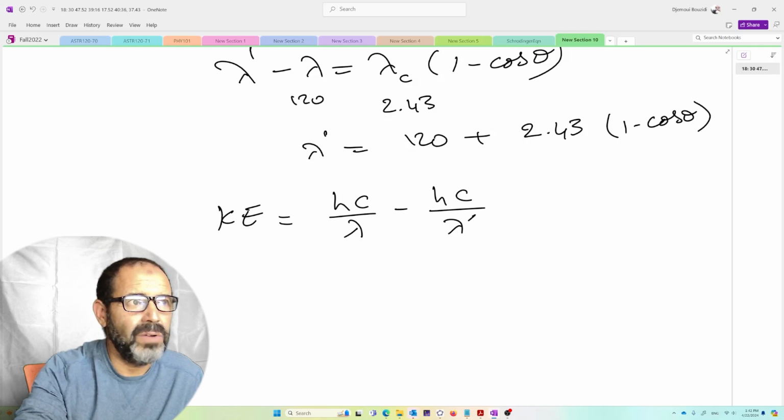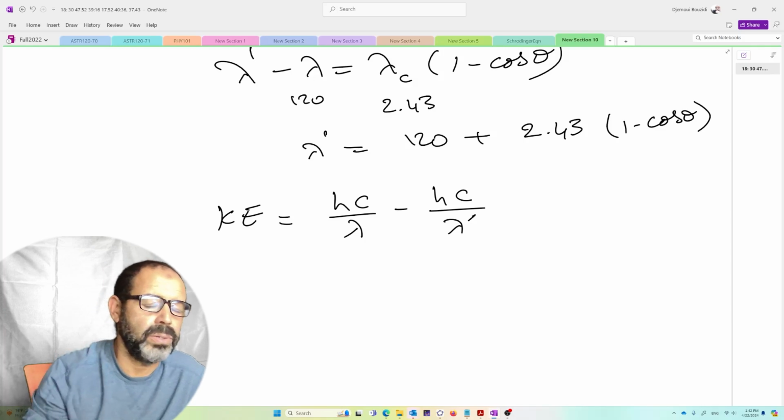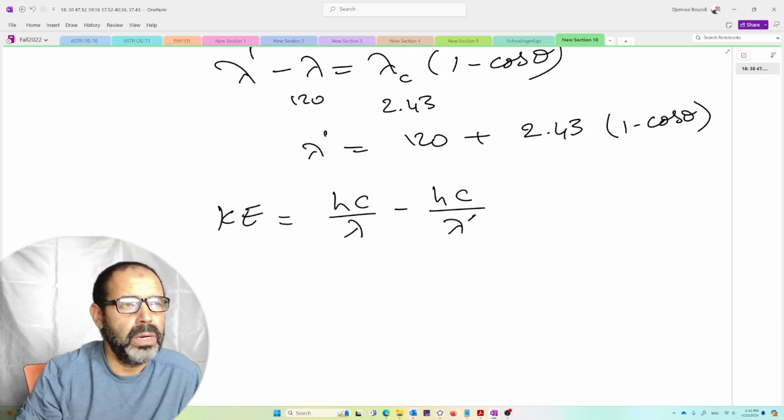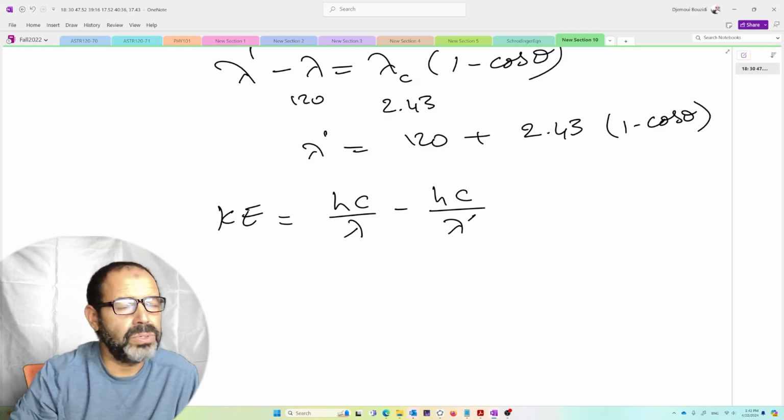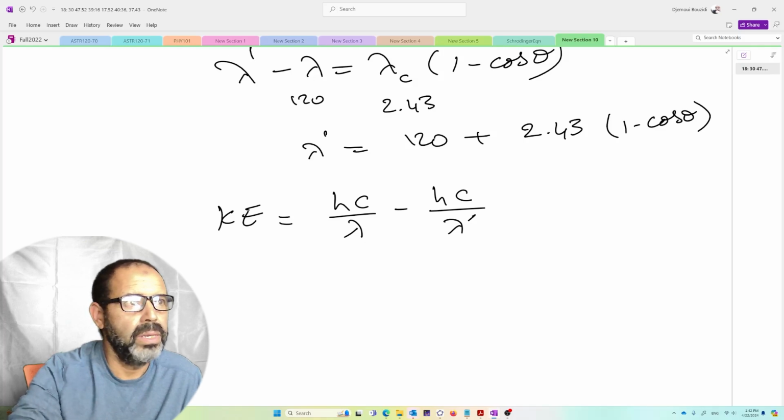The highest value of lambda prime will correspond to the least energy term of that, and of course the maximum energy is going to be imparted to that electron. Okay, so we have that. So now since you have lambda and lambda prime, you should be able to compute these values in here. Okay, so this is hc over 120.